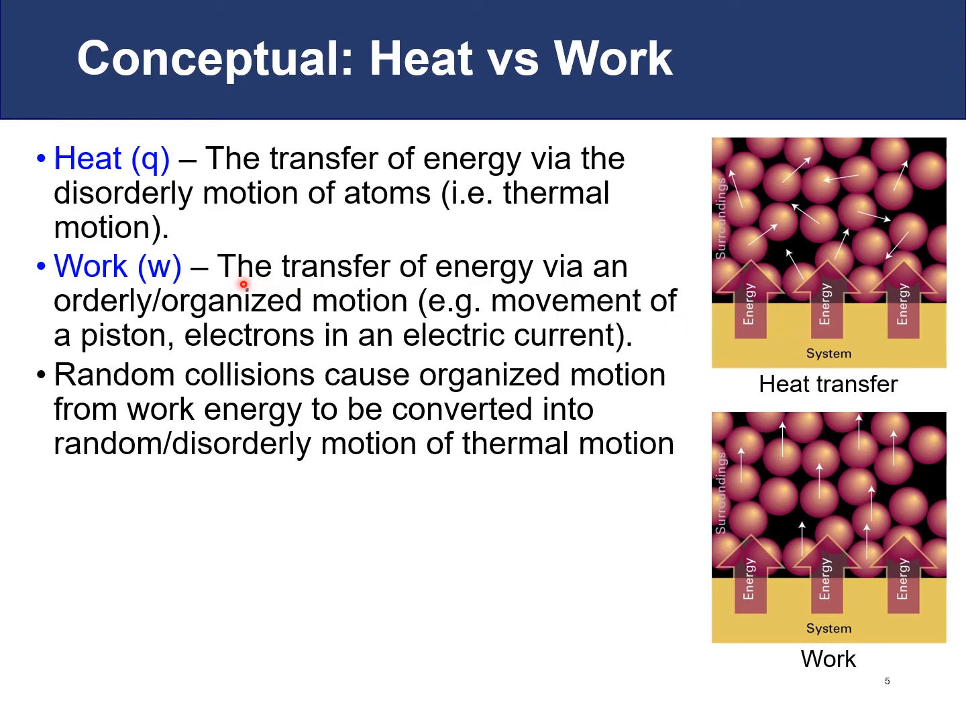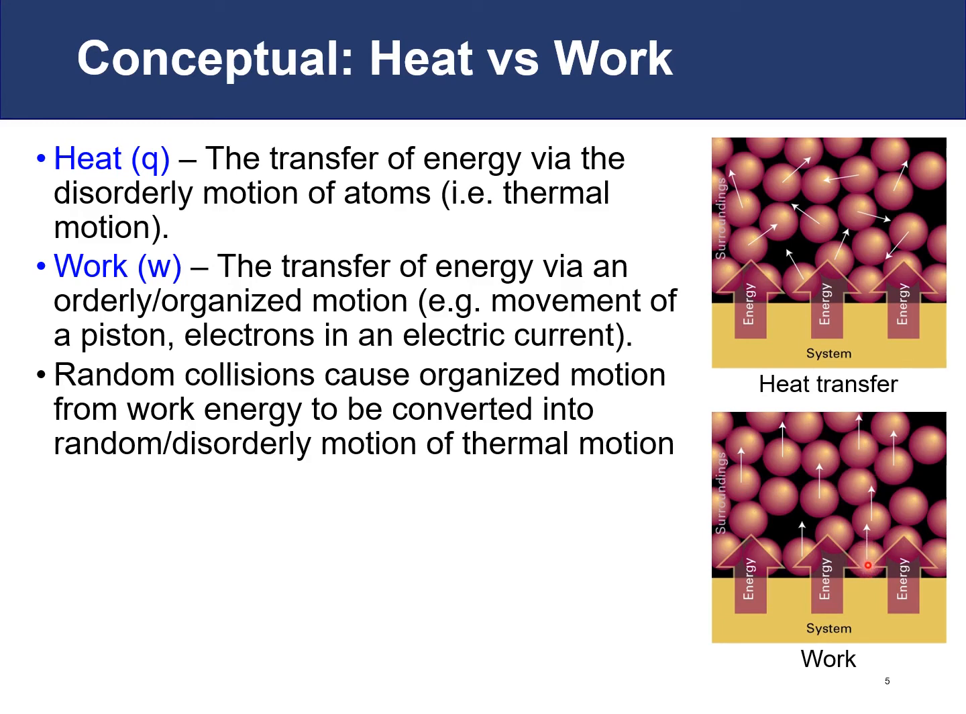Work energy, on the other hand, is transferred energy via an orderly or organized motion. If we think of the movement of a piston or electrons in electric current, what we envision, if let's say we're looking at a piston, is we have our container with gas molecules. The piston itself, or the wall of the container, is moving in one direction. So every single gas molecule that collides with the wall of the container is being given extra energy in a very organized direction, right? If the wall of the container is moving up, then every single gas molecule is being given added energy in the up direction.